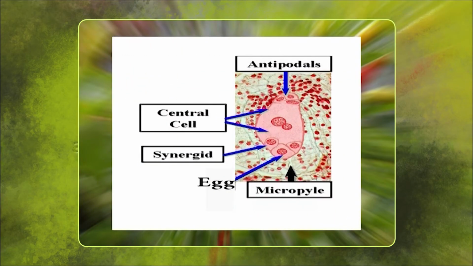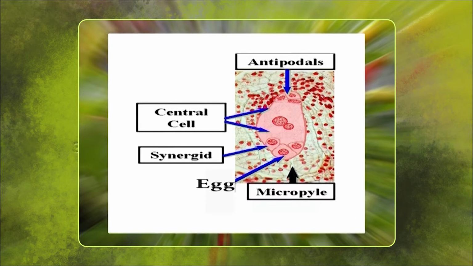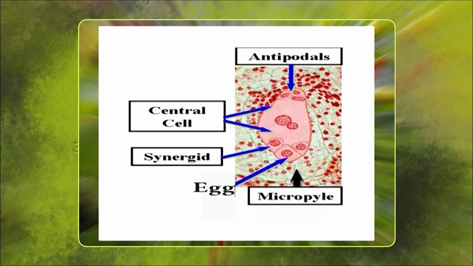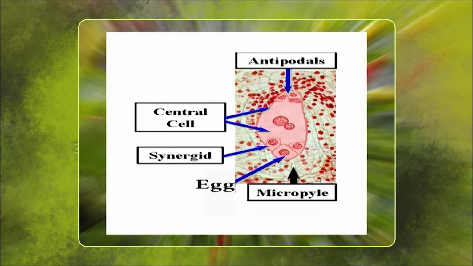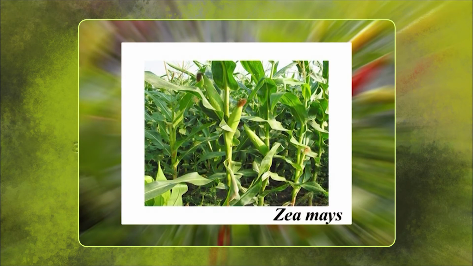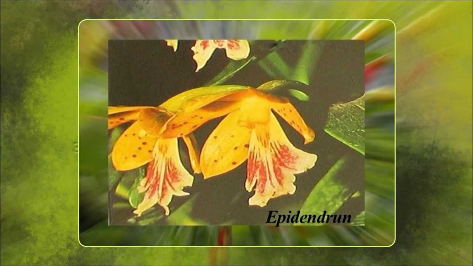As the egg matures, its polarity is established. The entire cytoplasm of the egg cell lies at the chalazal end, whereas the micropylar end is occupied by a large vacuole. In Zea mays and Epidendrum, however, the cytoplasm is evenly distributed throughout the cell. The nucleus of the egg cell is not markedly different from the synergid nucleus except for a slightly larger size.